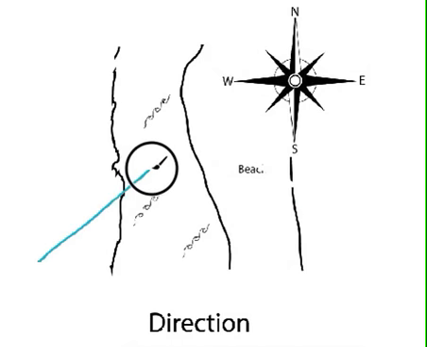If I were to draw this arrow right here, what wind direction would that be? And what relationship to the shoreline does it have?